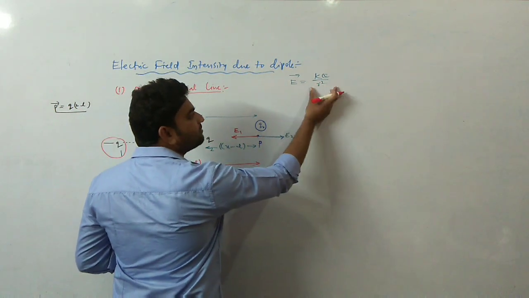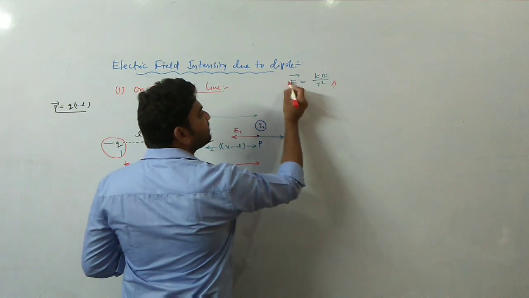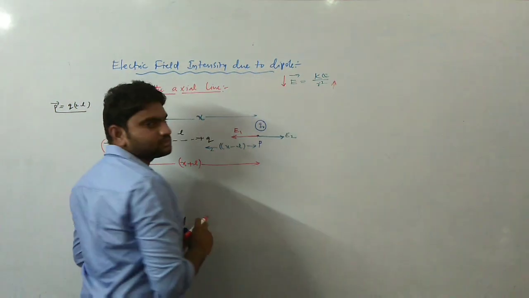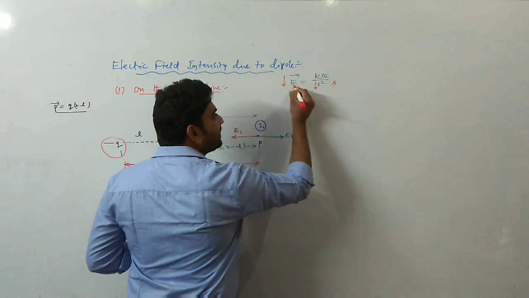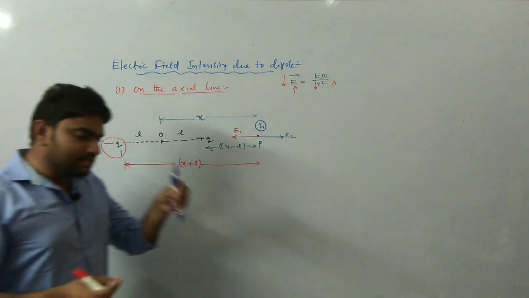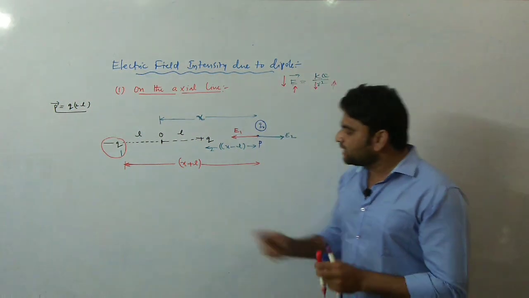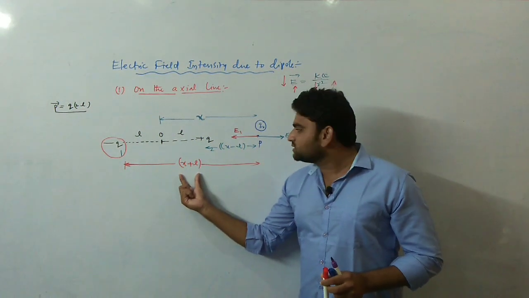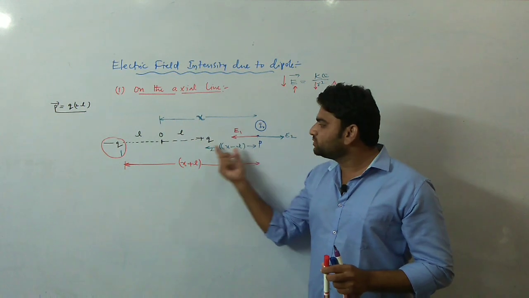Say if the R value is greater, then what is my E value? The E value should be very less, right? And if the R value is lesser, then my E value will be greater, right? As the distance increases, the intensity decreases, and vice versa. Now you can see here x plus L is the total distance, whereas x minus L is the distance between the two charges.